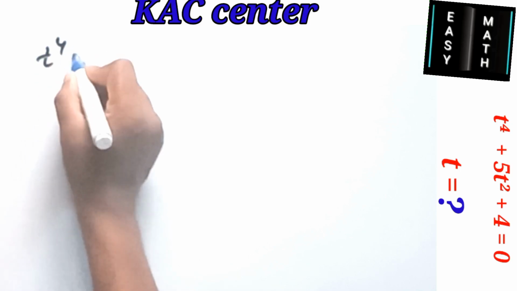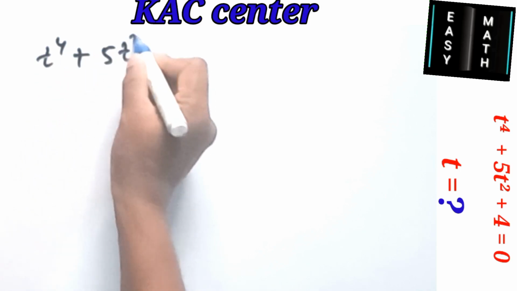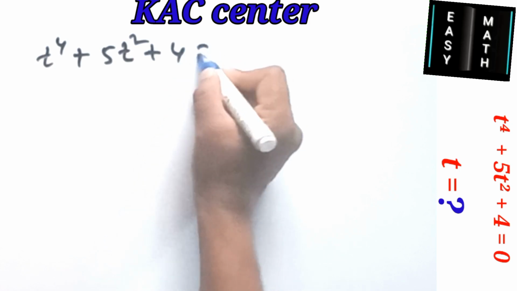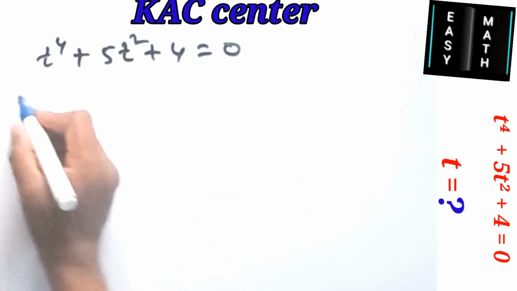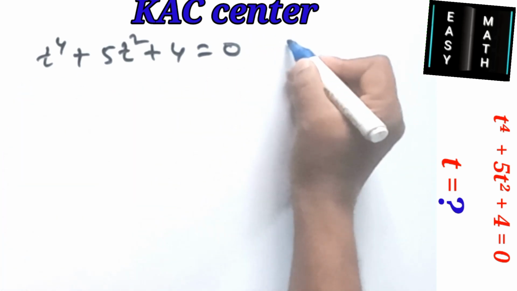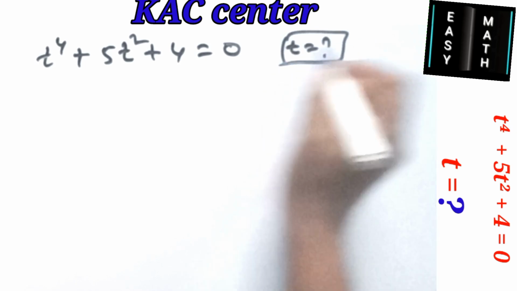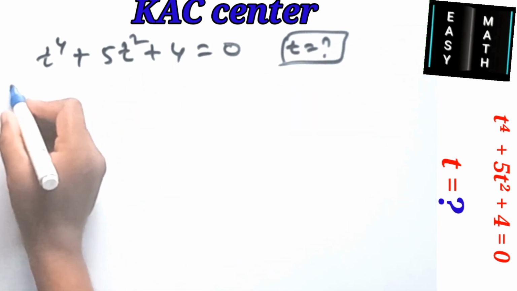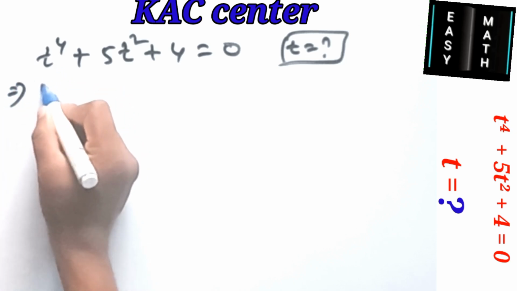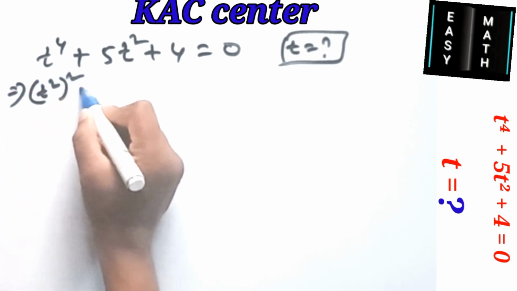t to the power 4 plus 4t square plus 4 is equal to 0. Find out the t value.